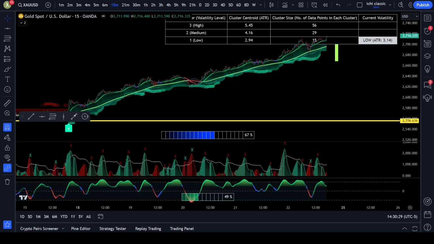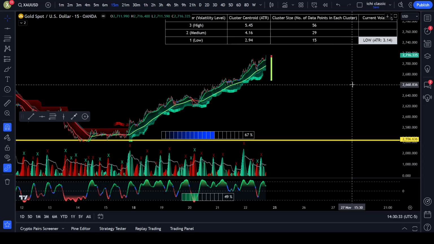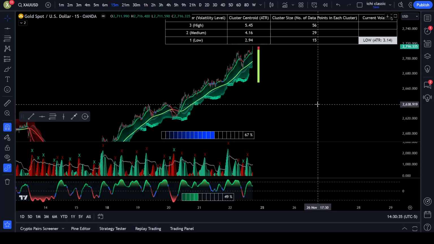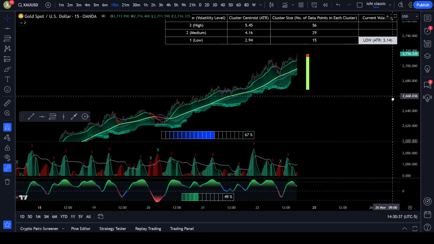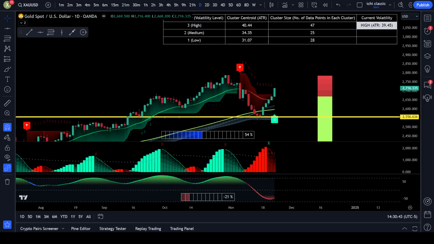Let's look at the 15 minutes chart. The 15 minutes chart is showing that it is 67% bullish. And then we're gonna look at the daily chart. It says it is 54% bullish. So here, let's start with the daily.